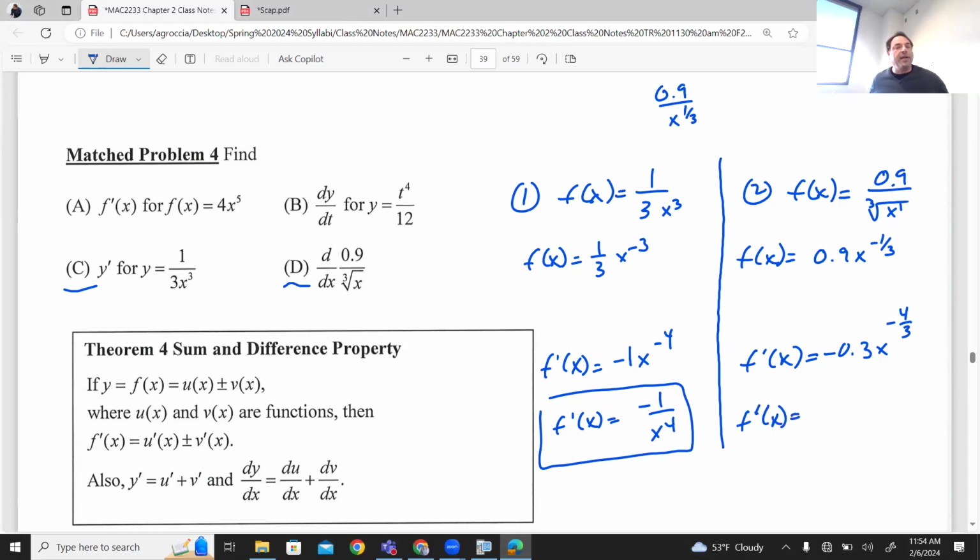Exponent goes to the front, subtract 1. Exponent goes to the front, subtract 1. This would be negative 0.3, and I would move that negative 4/3 to the bottom, and it becomes positive 4/3.